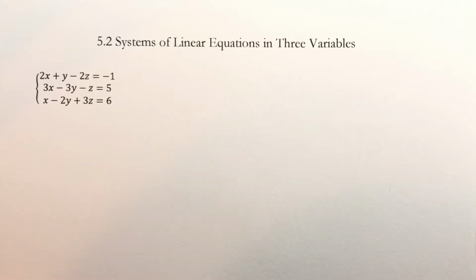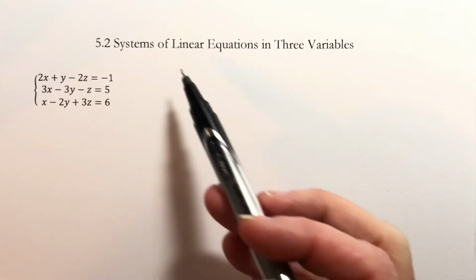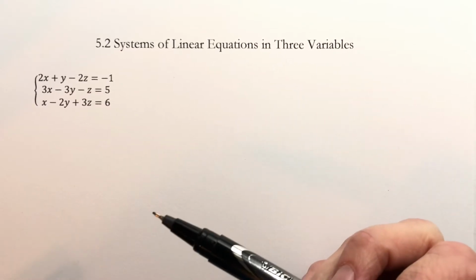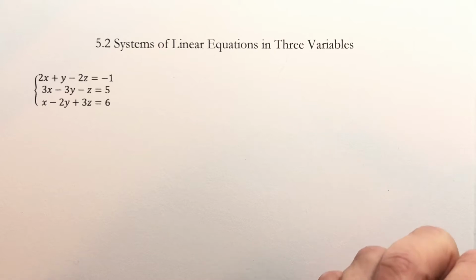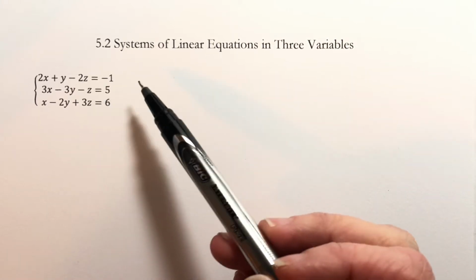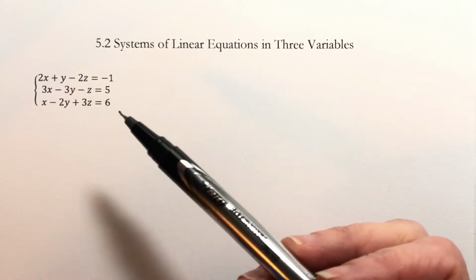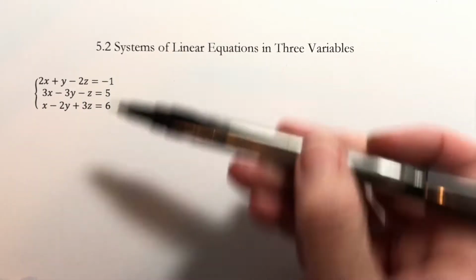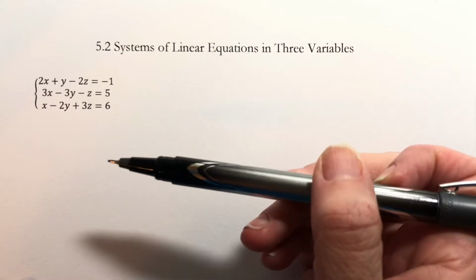This is section 5.2. We're now going to be dealing with systems of linear equations in 3 variables. I mentioned this in section 5.1. The number of variables you have needs to match the number of equations you have. So since we have x, y, and z, we now have 3 equations to deal with.